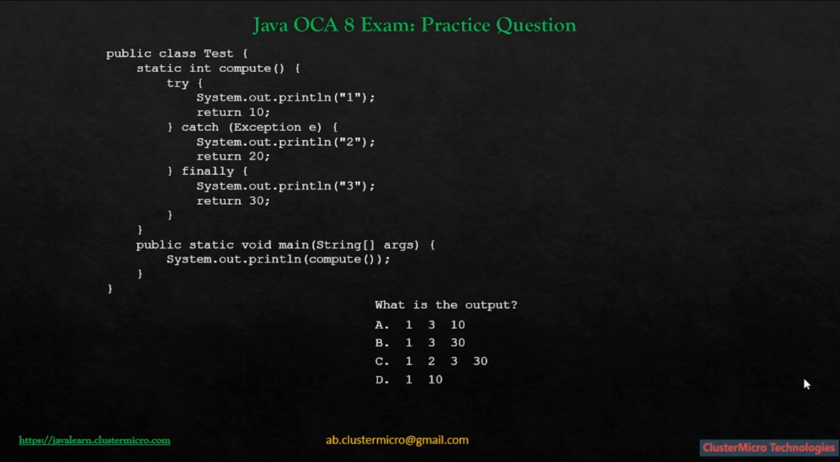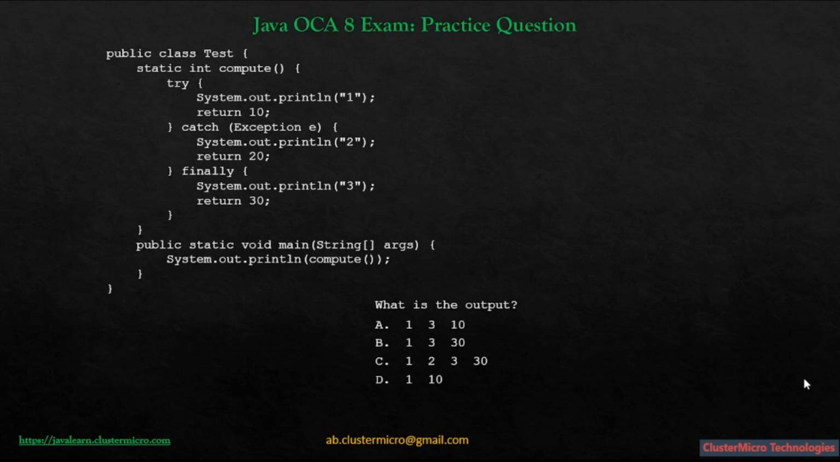Okay, so now we come to the practice question. This is the final question and it combines everything that we have covered so far. So say we enter the compute method and we enter the try block, so 1 is printed, then we hit return 10. Java knows the pending return value of 10 and prepares to exit the try block. No exception was thrown anywhere, so the catch block is skipped entirely. 2 is never printed, and then finally runs. Before the return of 10 completes, finally runs. That is the rule. Finally always runs before any return takes effect.